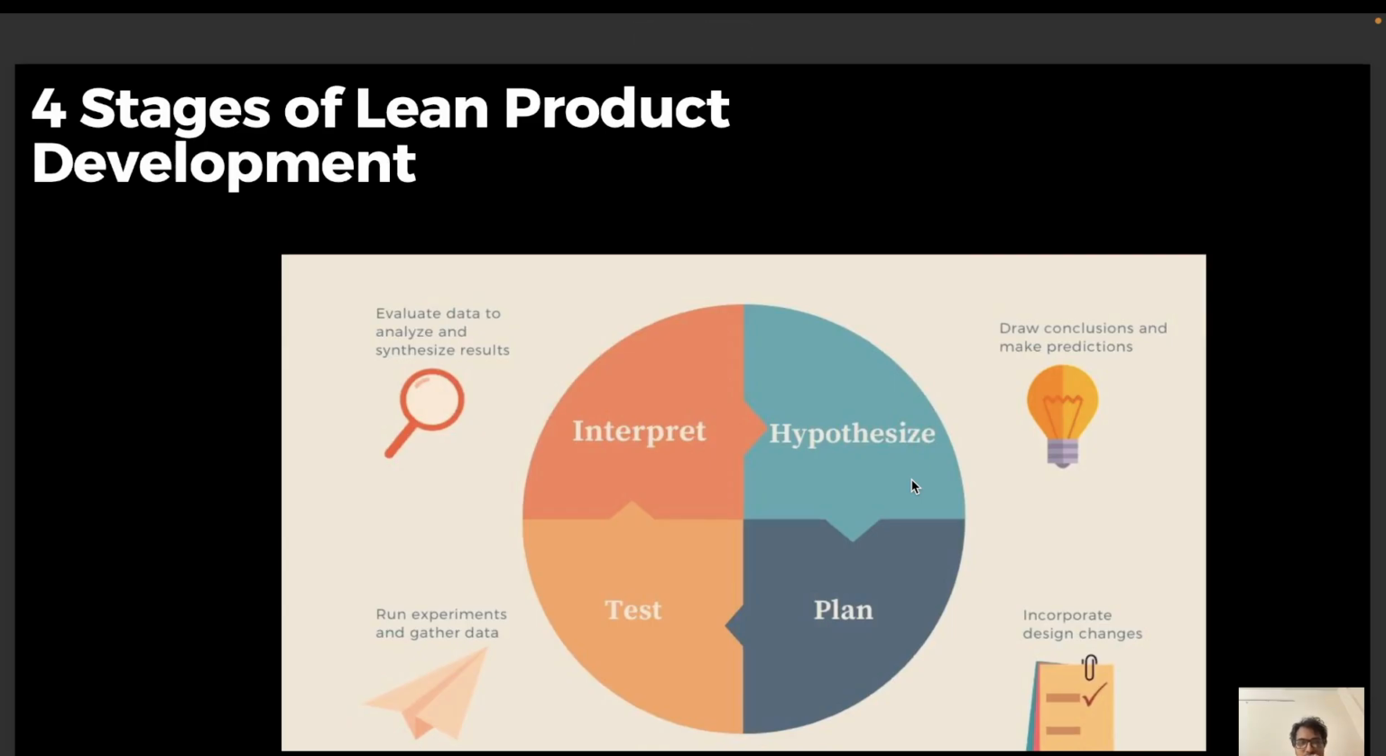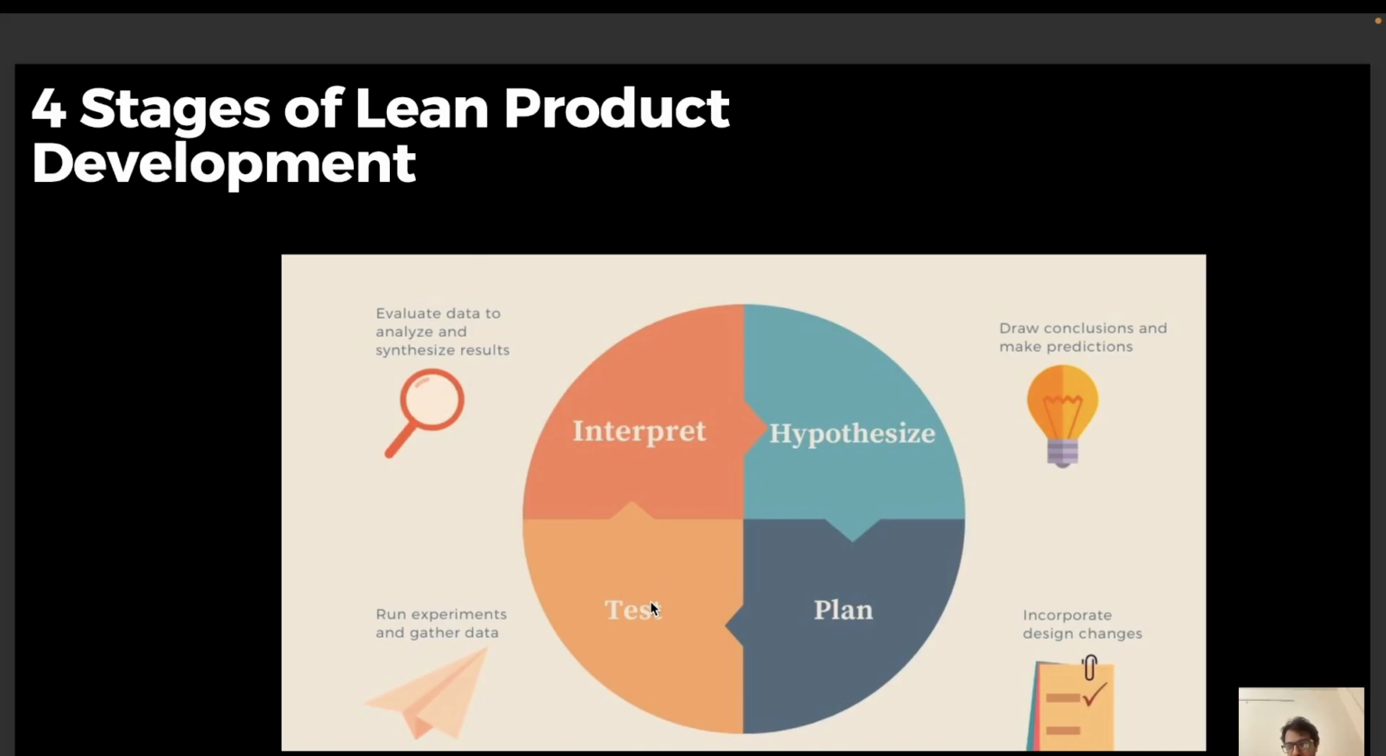And here are the 4 stages of lean product development: interpret, hypothesis, plan, test. So you evaluate the data to analyze and synthesize the results. Next, you draw conclusions and make predictions. During the hypothesis, you're basically defining the hypothesis based on the data that you have.